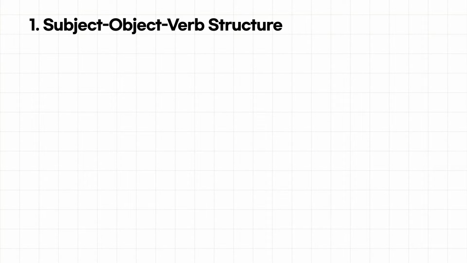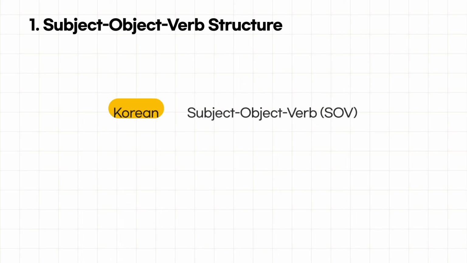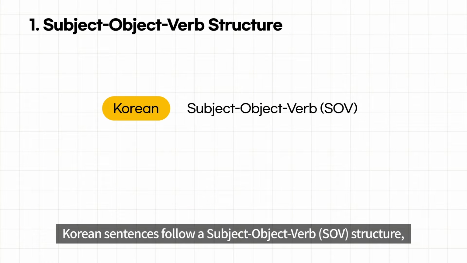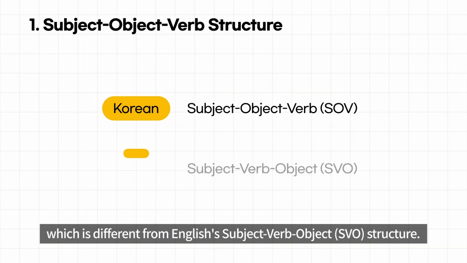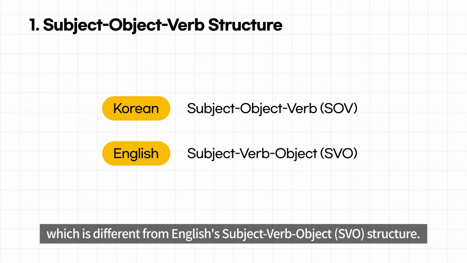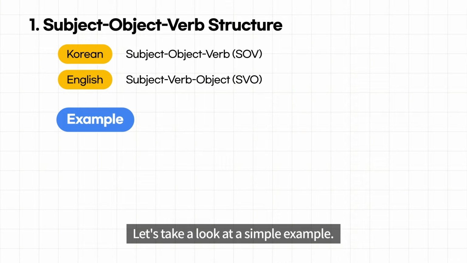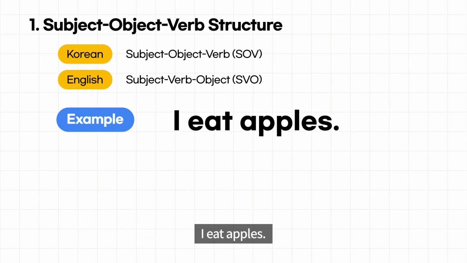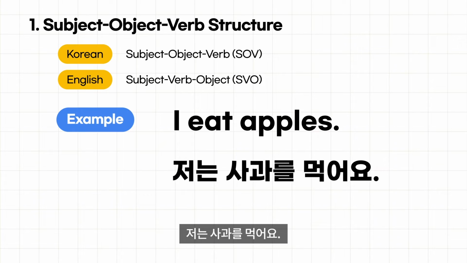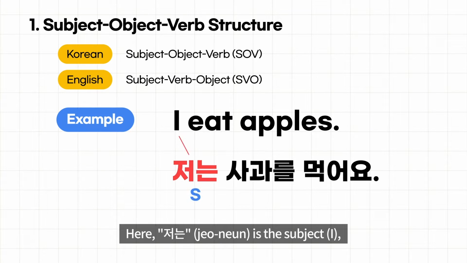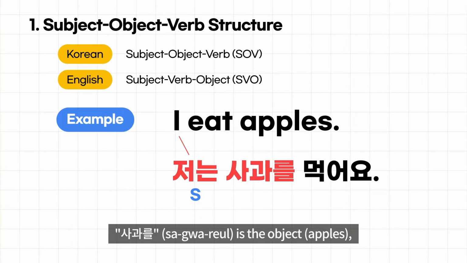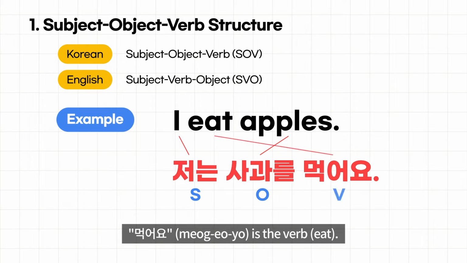Number 1. SOV structure. Korean sentences follow a subject, object, verb structure, which is different from English's subject, verb, object structure. Let's take a look at a simple example. I eat apples. 저는 사과를 먹어요. Here, 저는 is the subject, 사과를 is the object, 먹어요 is the verb.